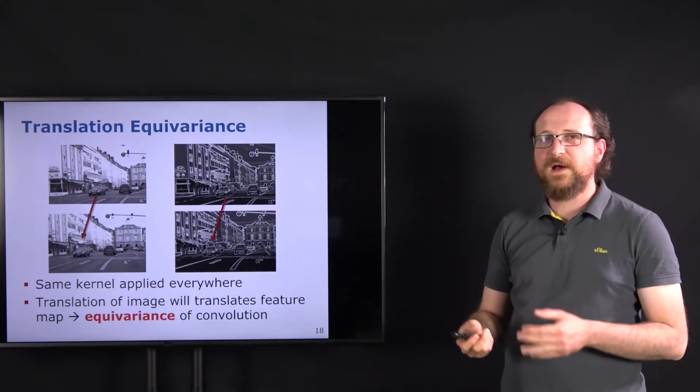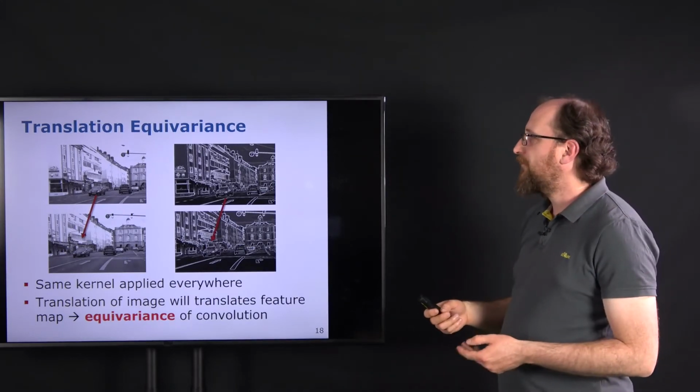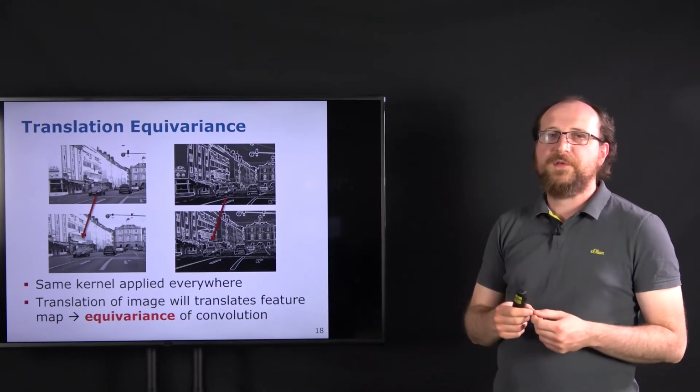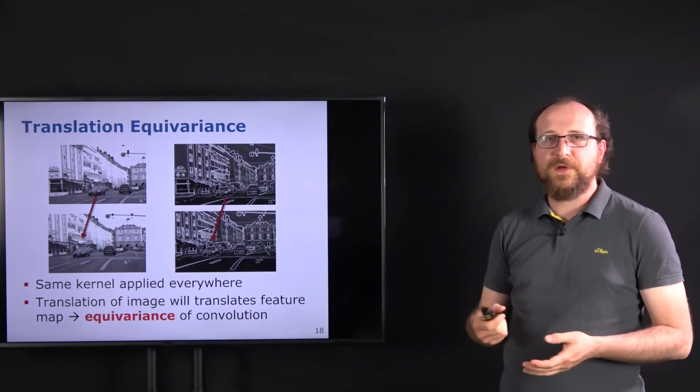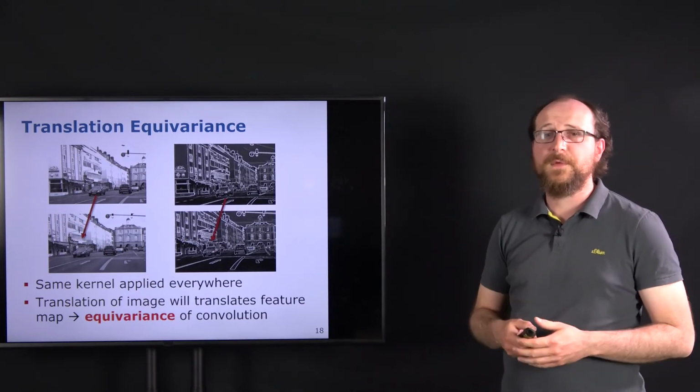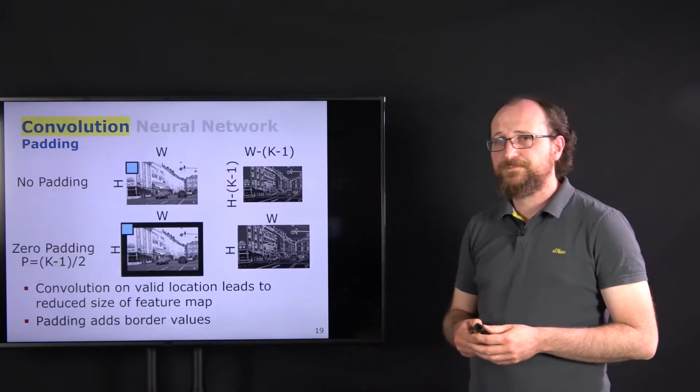So this also implies that it is not so important where the stuff is happening in the image, but it can still extract some sensible features in the end, even if things move in the image.